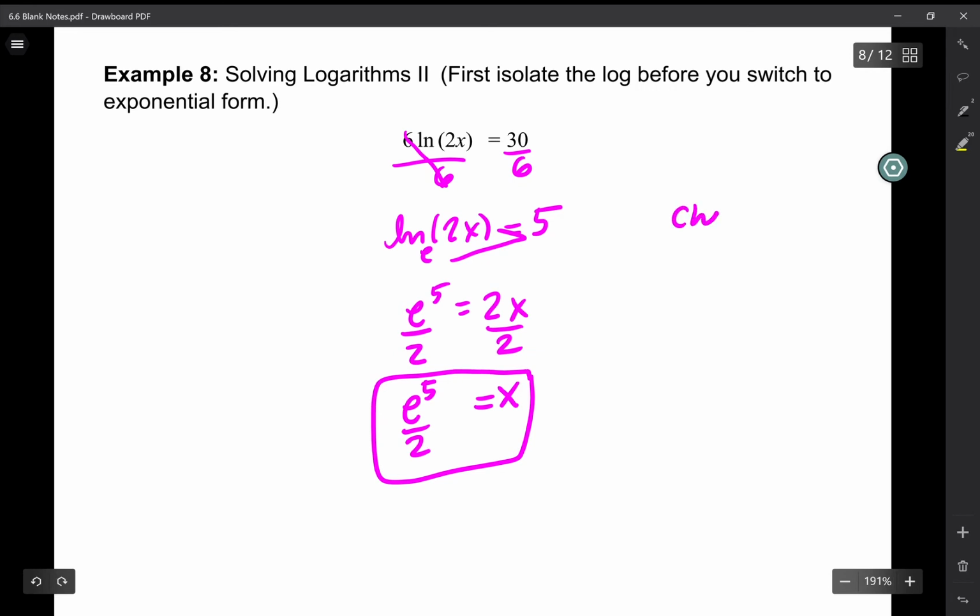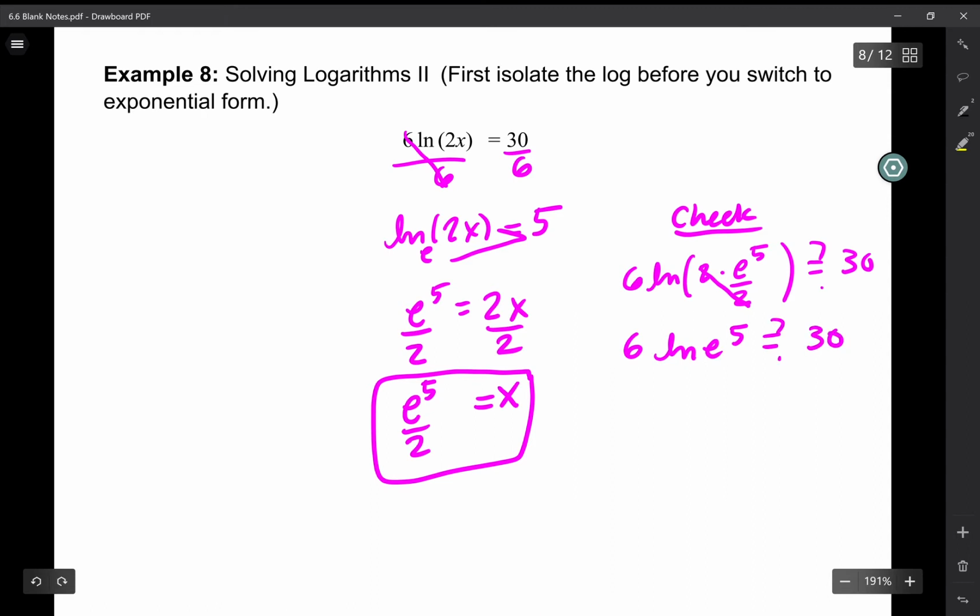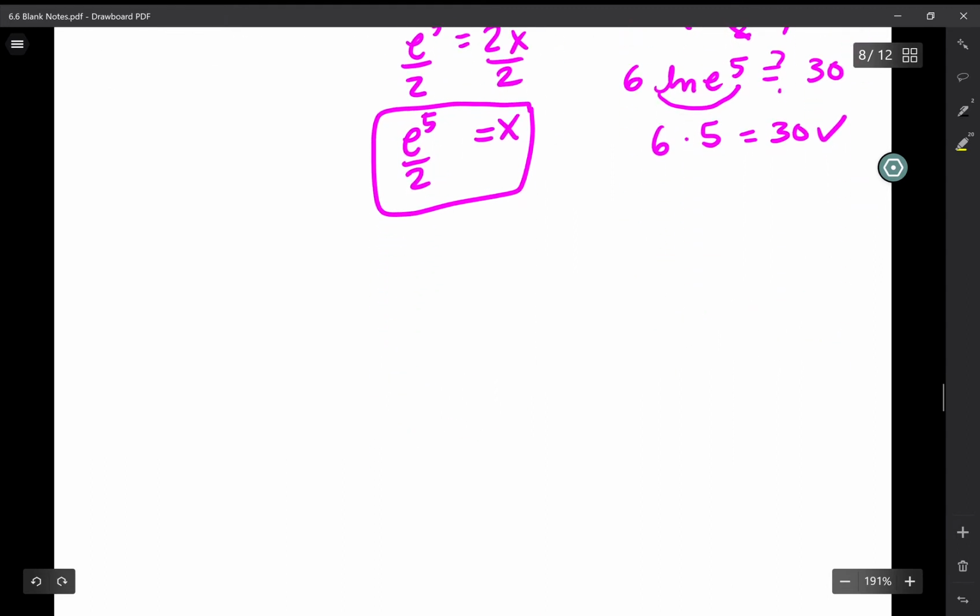To check it, we're going to plug it back in. You can get a decimal and plug it back in if you want to, but this one actually works out pretty nice if you just plug it in. 6 times the natural log of 2 times our x value, which is e to the 5 over 2, is this equal to 30? Well, e to the 5 over 2 times 2 would just be e to the 5. So 6 times the natural log of e to the 5. Is it 30? Well, the natural log of e to the 5 is asking what power we put on e to get to e to the 5. So this must be equal to 5. 6 times 5 is 30. Check. Let's try another logarithmic equation.